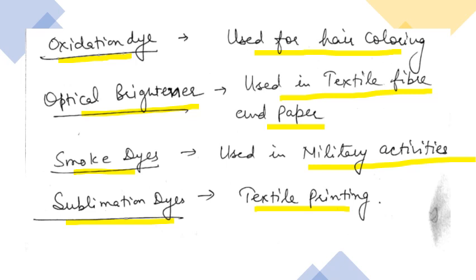So this is the important classification we have seen in this lecture, and we have completed all types of classification of the synthetic dyes. Now we go for the theory of the dyes in the next lecture.